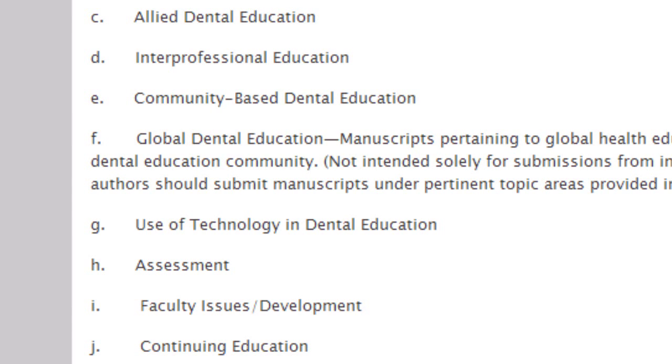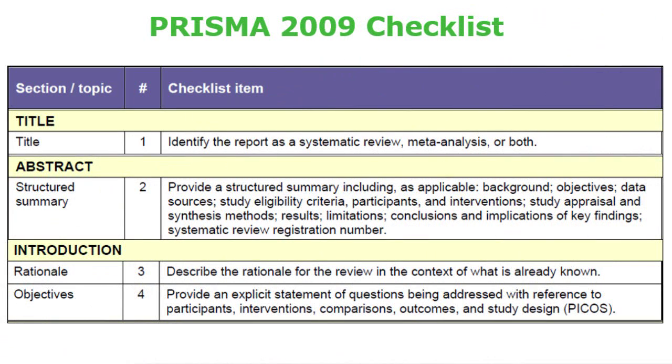We then have two more areas, one that deals with faculty issues or faculty development, and finally, if you're thinking about submitting a review article, you should think about submitting a review article that will meet the guidelines that we expect of a systematic review. And what I've done is given you the PRISMA 2009 checklist, which is a checklist that you would use to make sure that your review article is following the kind of guideline that we would expect of a systematic review.